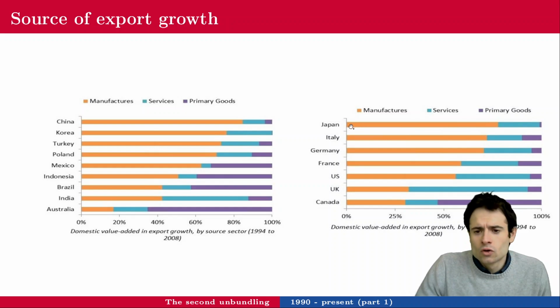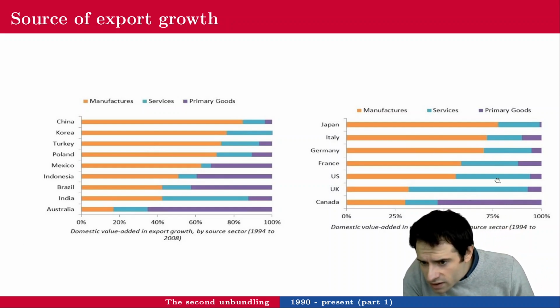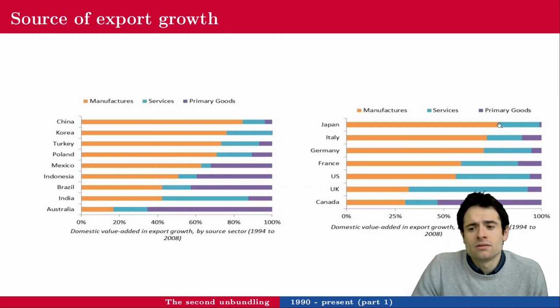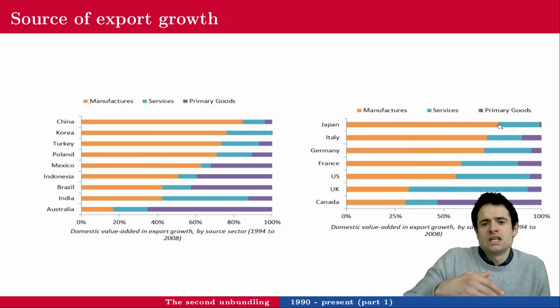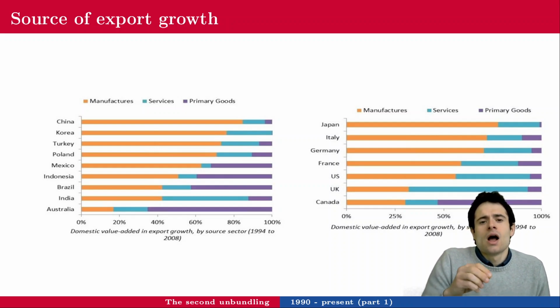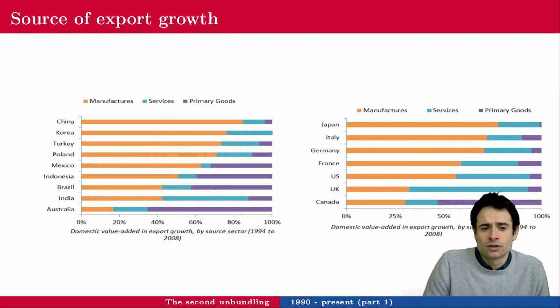So the way you should understand this graph is around 70%, 75% here of the export growth in Japan between 94 and 2008 is due to manufacturing. Exports increased in all of those countries over the course of those 14 years. This graph is breaking down this export growth by sector. The primary sector is agriculture, typically. Manufacturing is the second sector. And the tertiary sector is going to be services.